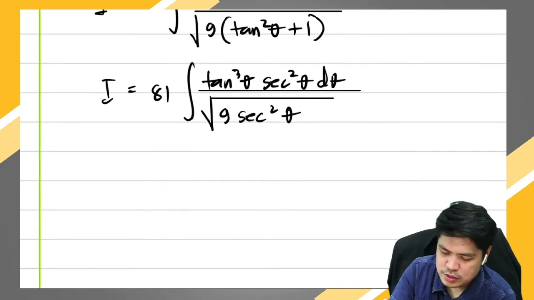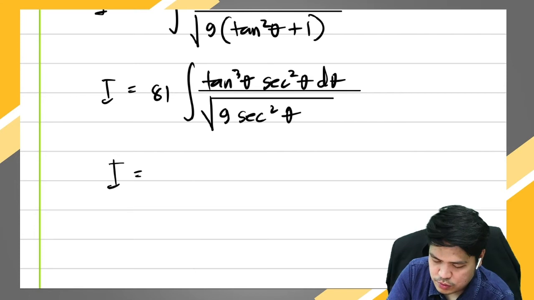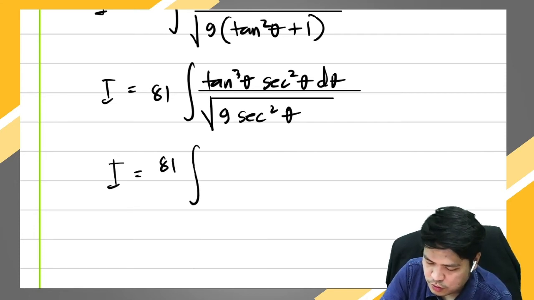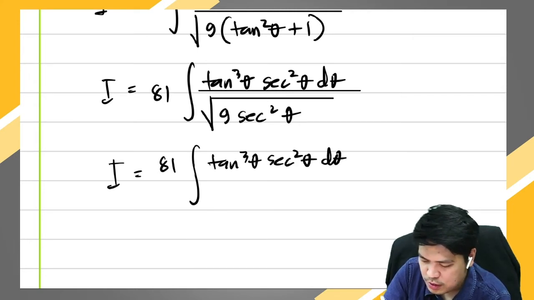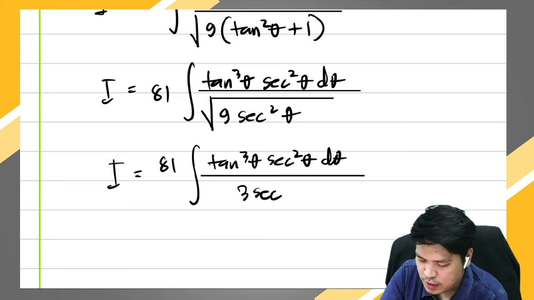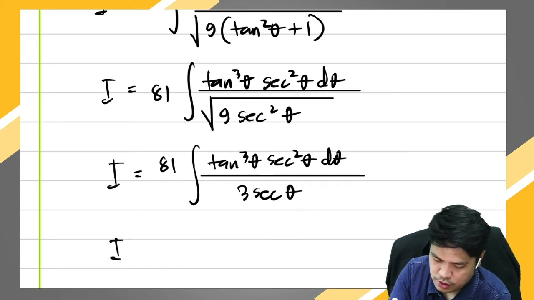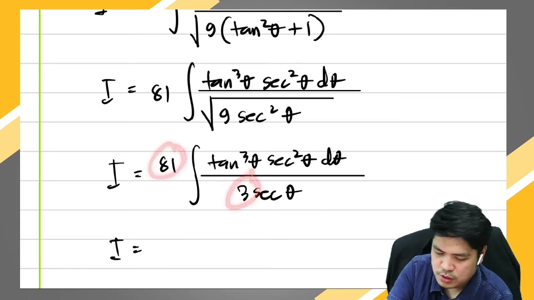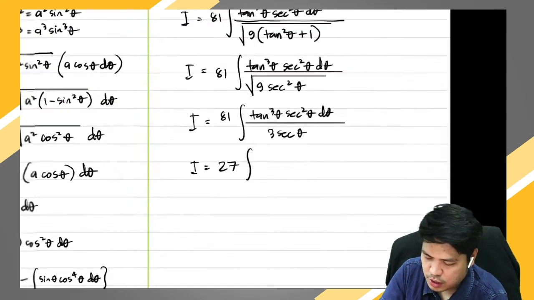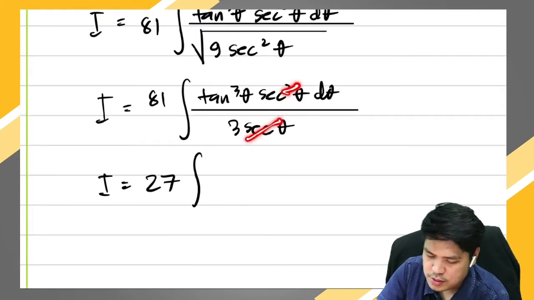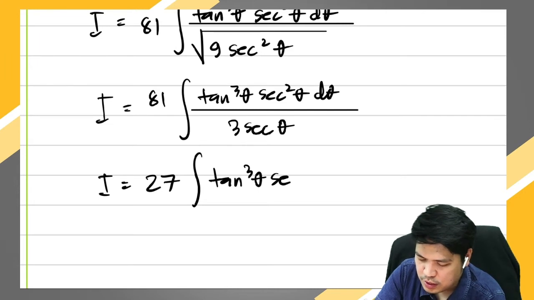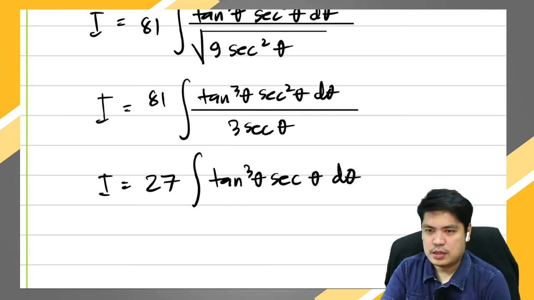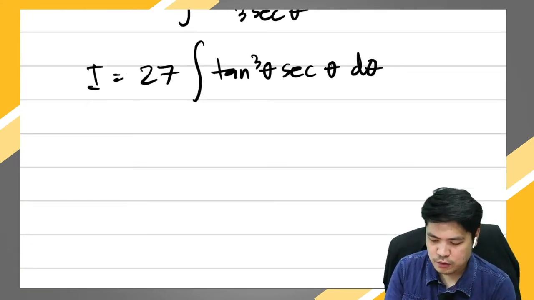Okay? So, therefore, we'll have I, that is 81 times the integral of tangent cubed theta secant squared theta d theta over 3 secant theta. So, therefore, I is equal to, same as before, 81 divided by 3. That's 27 times tangent. So, one secant will cancel out. So, I'll have tangent cubed theta secant theta d theta. So, this is familiar again from the previous lesson.